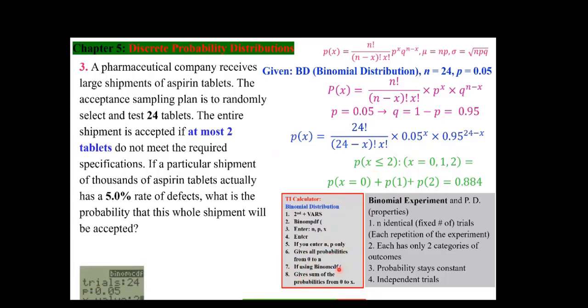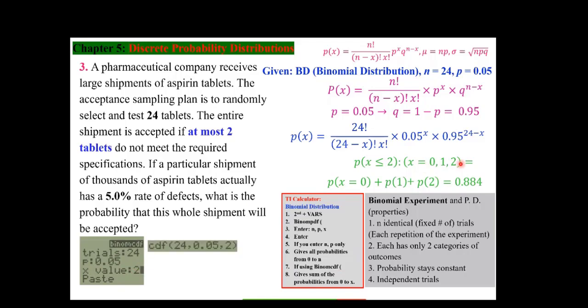So take a look at what we do. We put binomial CDF. The number is 24, probability is 0.05. When we put X equals 2, that means from 0 to 2. It calculates, and notice the answer, of course, with a lot more decimals. So we have the same answer.